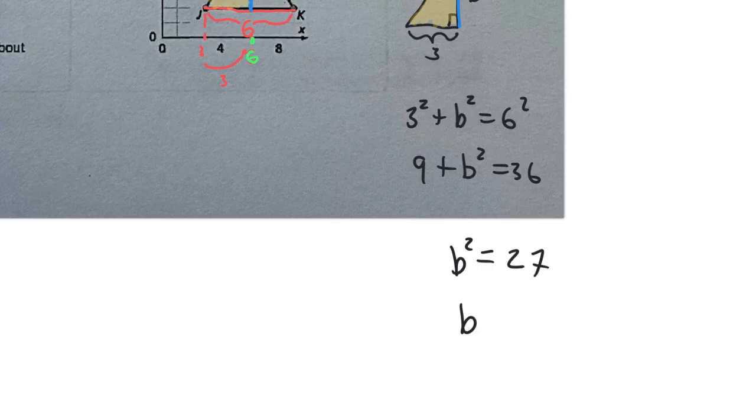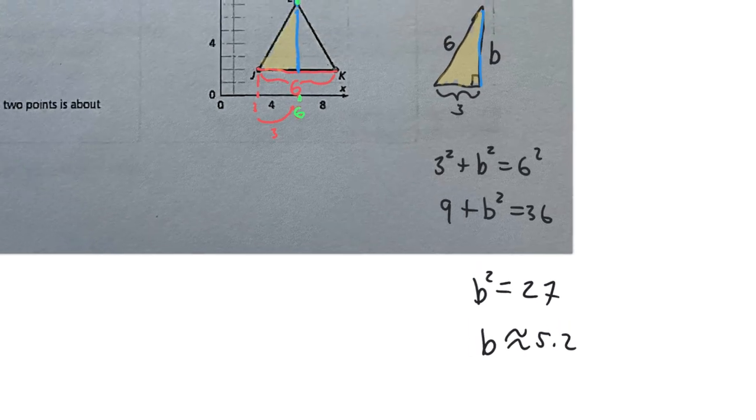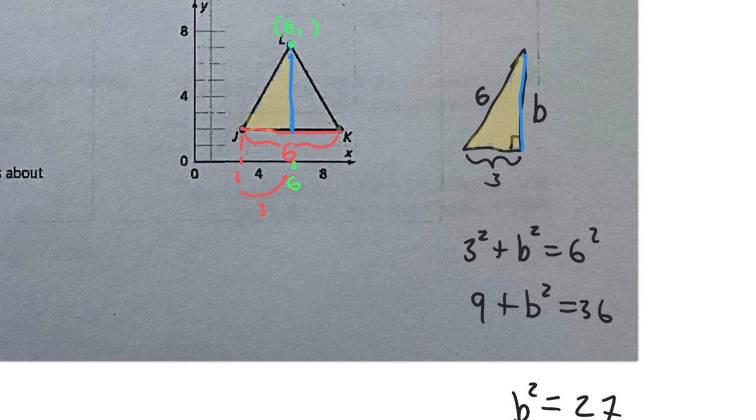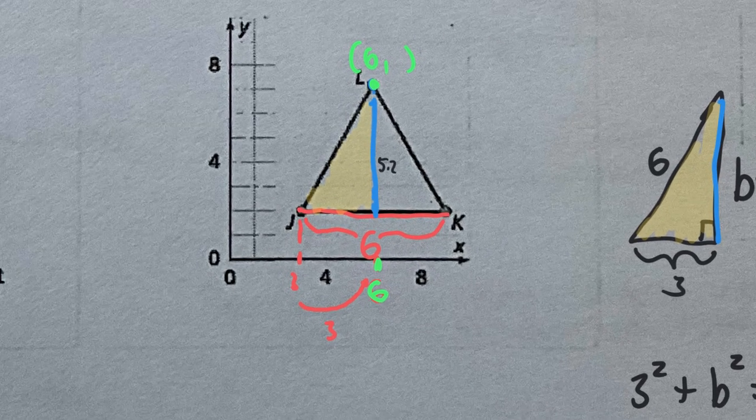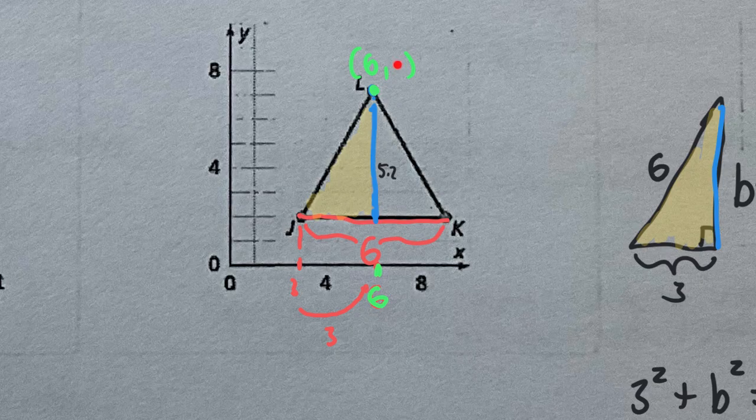And then B is going to be approximately the square root of 27, which is 5.2. So B is approximately equal to 5.2. So we're just going to call this 5.2. Now you want to be careful because you don't want to just say, oh, that's 5.2. No, because the length of this blue thing is 5.2.